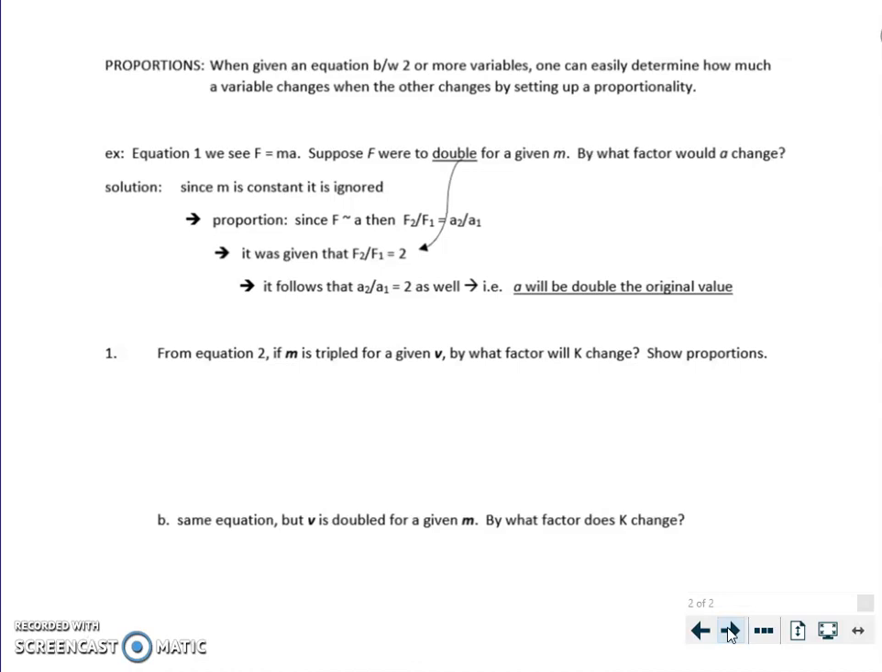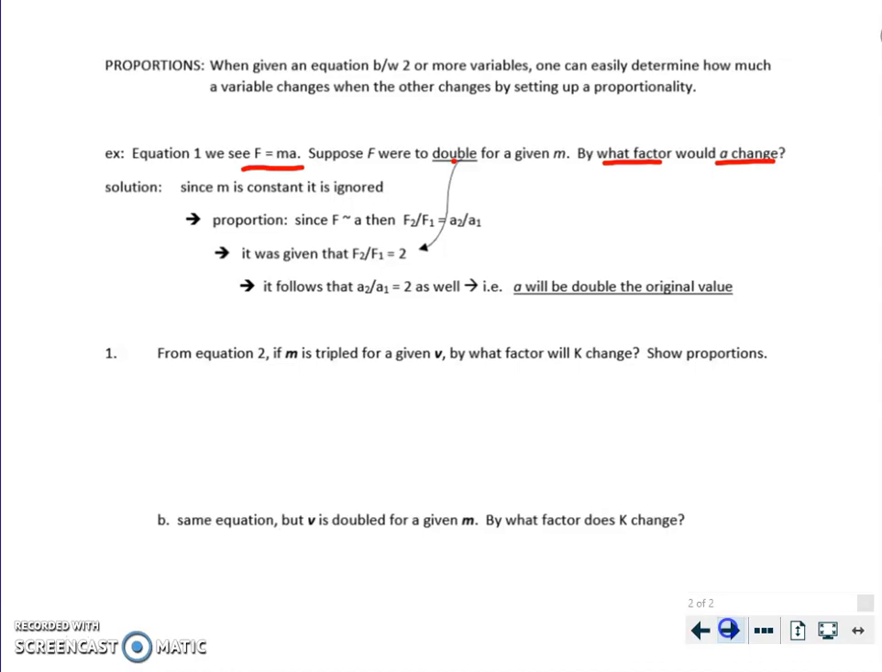I should be able to say directly what's going to change without having to actually put numbers in. So for example, let's take the first equation from the back on the front side, where we had F equals ma. Suppose I said, all right, we're going to double our F for a given mass, meaning mass is staying constant. By what factor would a change? What I'm asking is, how much would it be greater or lesser in terms of proportions? Would it be double, triple, a third, a half? That's all we're looking for.